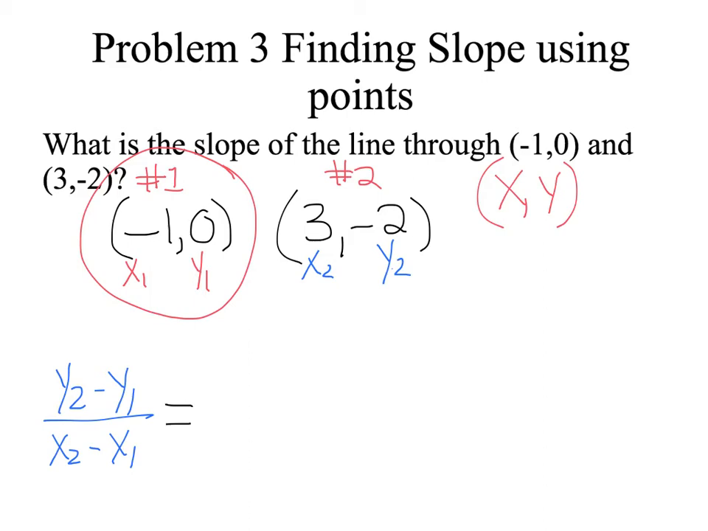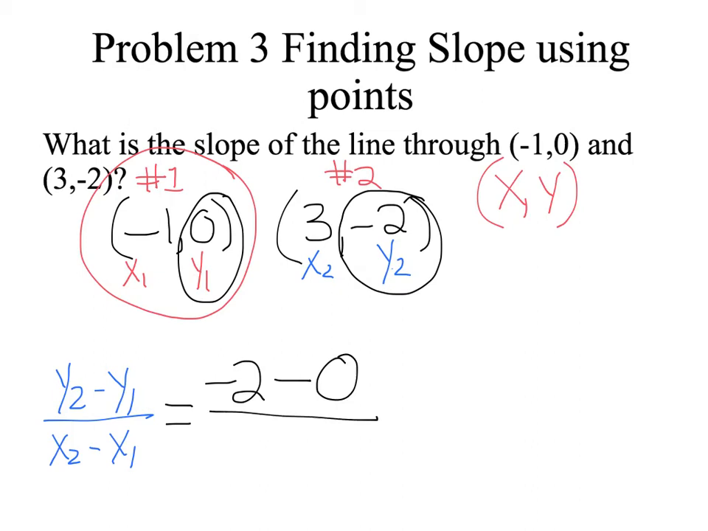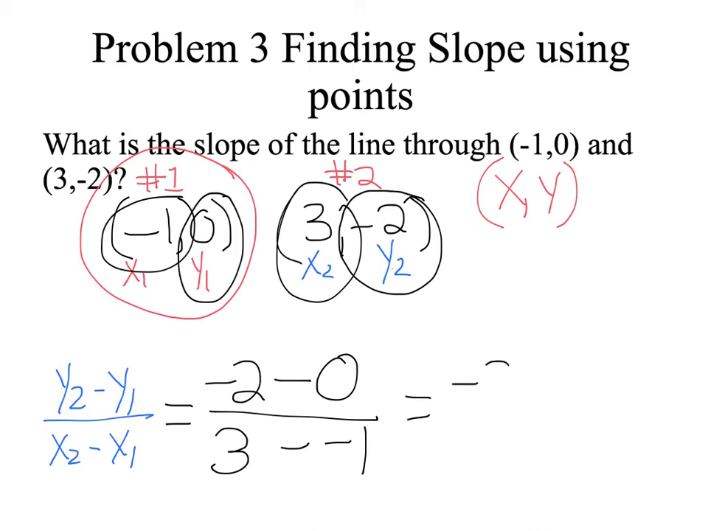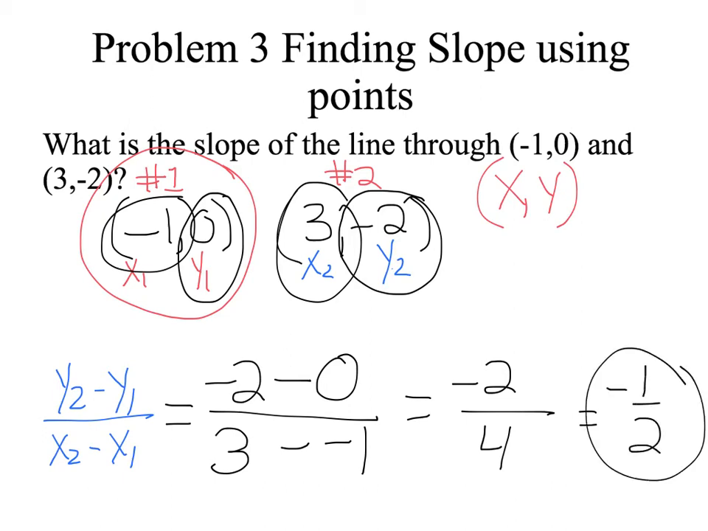So if the formula is y2, that's -2, minus y1, that's 0, divided by x2, that's 3, minus x1, that's -1. Now, you have a minus in the formula and you're subtracting a negative, so make sure you put minus a negative. -2 minus 0 is -2, and 3 minus -1 changes to plus, so 3 minus -1 is 4. Now, simplify if you can: -2 over 4 simplifies to -1/2. So the slope of the line between those two points is -1/2.